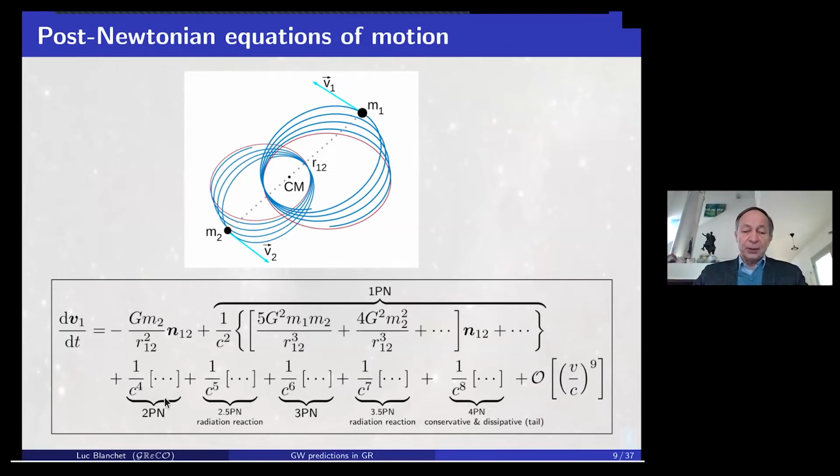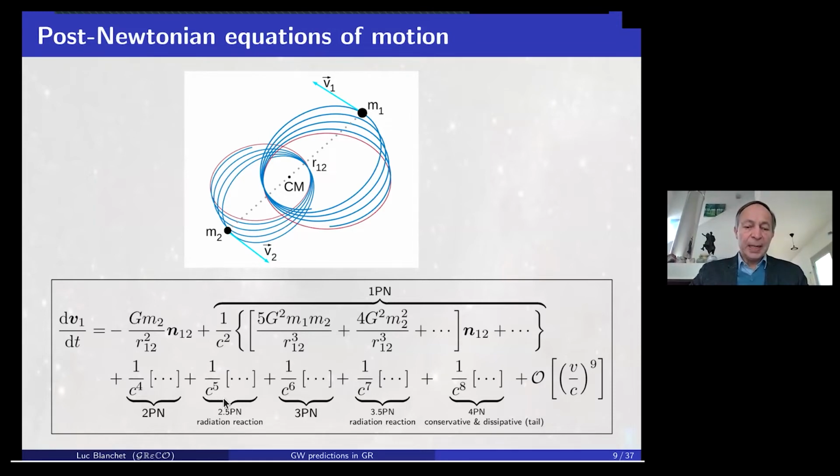Up to 2PN order, the motion will be conservative. That is, there will be some invariants associated with the motion: energy, angular momentum, and so on. And actually, since we are looking for a solution of GR, the equations of motion will admit the 10 invariants associated with the 10 symmetries of the Poincaré group. But of course, here I speak of approximate symmetries that are re-expanded in a post-Newtonian approximation, consistently with your approximation.